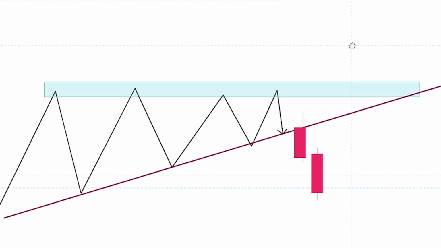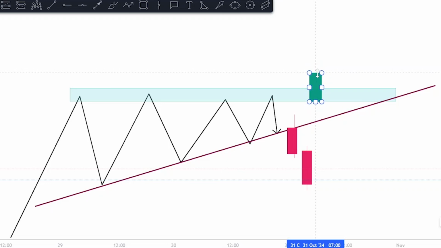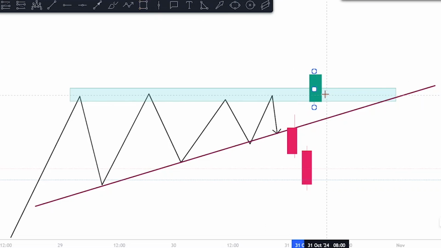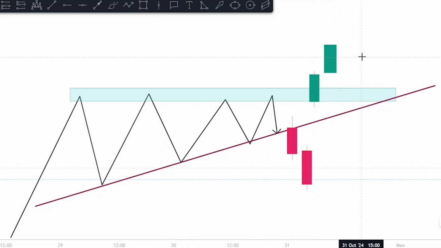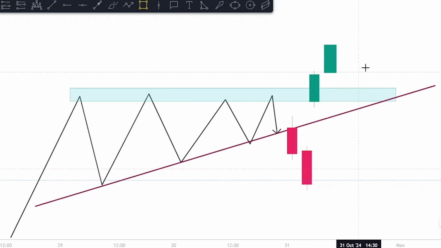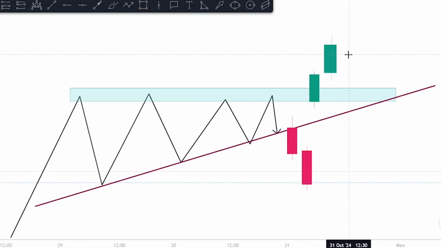Even from the upside, we are going to be waiting for a bullish candlestick to break and close above resistance so that we can take a buy from the open of the next candle, anticipating the market to continue in the upside. So that is how we enter or take opportunities from an ascending triangle.